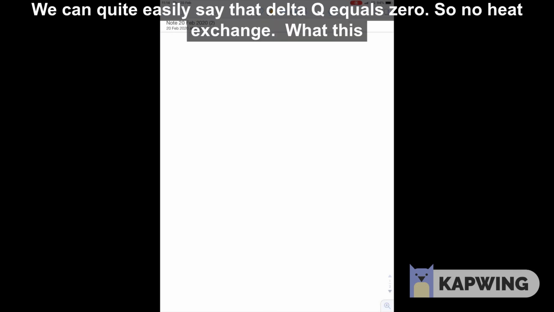Right, hello everyone. So this is a derivation for terms for adiabatic expansion. Adiabatic expansion means that we've got no heat exchange with the external environment. So in this situation, we can quite easily say that delta Q equals 0, so no heat exchange.